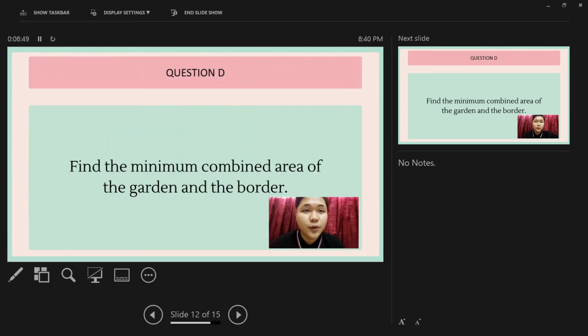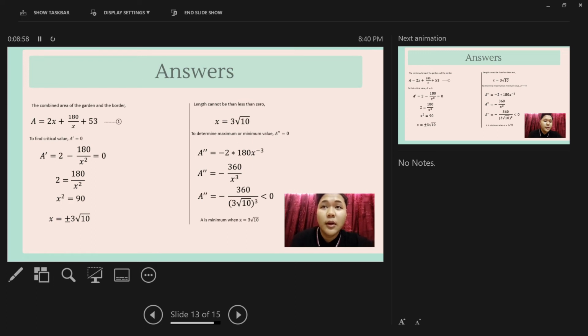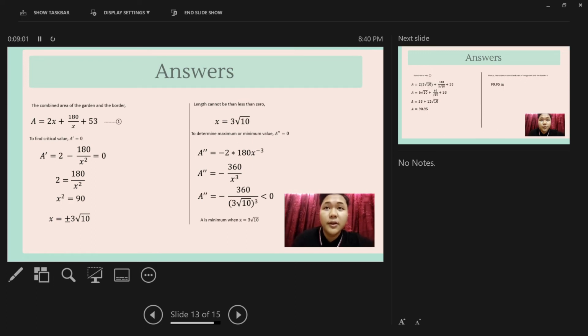Next is question D. Find the minimum combined area of the garden and the border. They give the area function 2x plus 100 over x plus 53. To find the critical value, we first conclude that the first derivative equals 0. So we differentiate the function: 2 minus 100 over x square, equal to 0. So 2 equals 100 over x square.